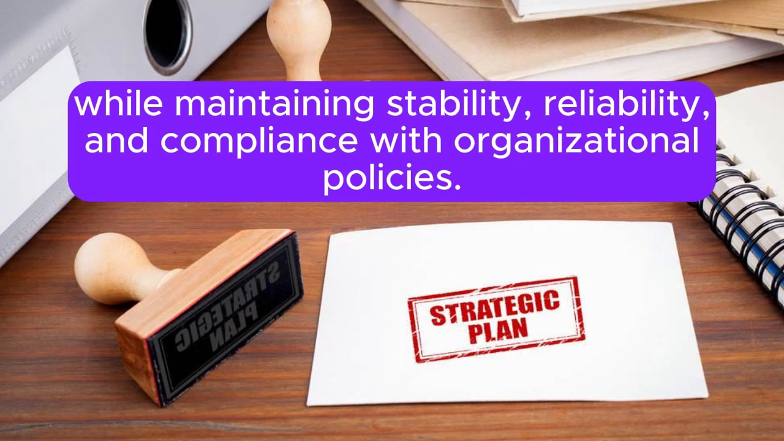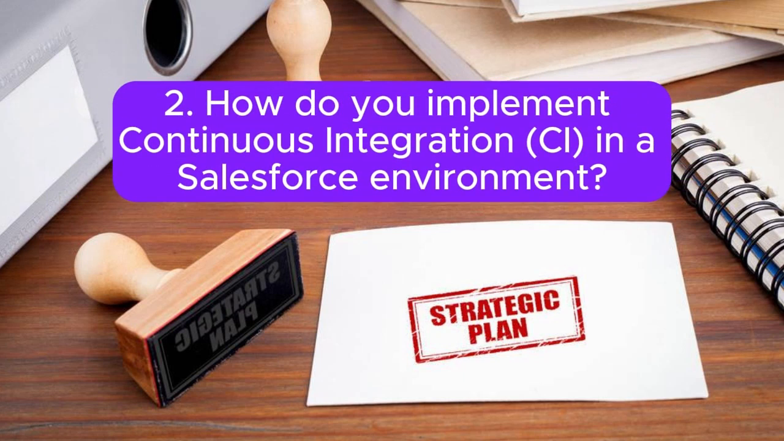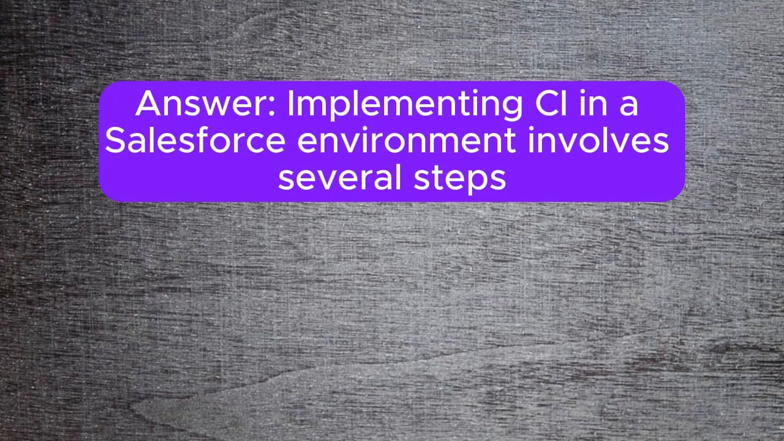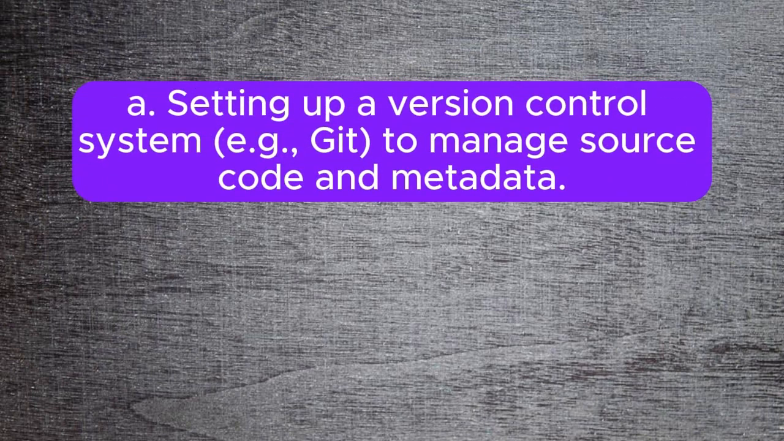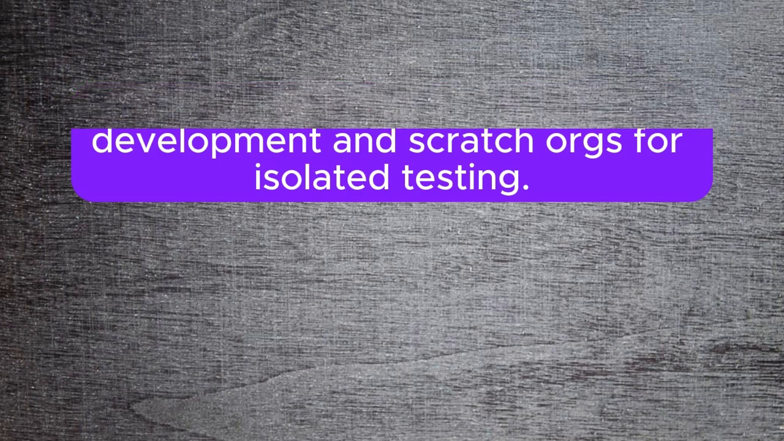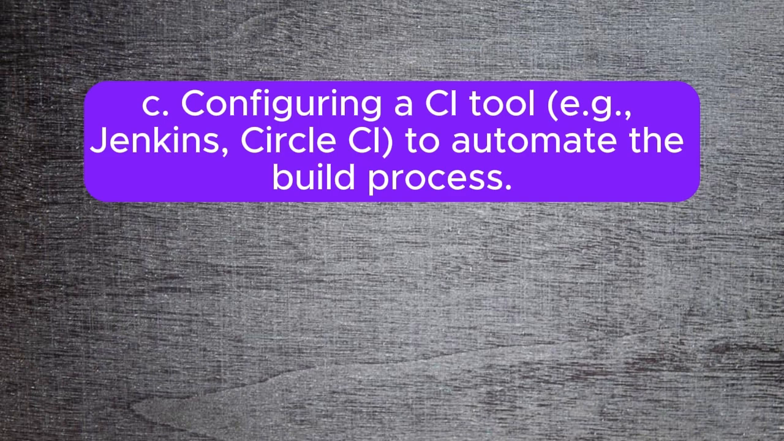with organizational policies. 2. How do you implement continuous integration (CI) in a Salesforce environment? Answer: implementing CI in a Salesforce environment involves several steps. A. Setting up a version control system, for example, Git, to manage source code and metadata. B. Using Salesforce DX for modular development and Scratch orgs for isolated testing. C. Configuring a CI tool, for example, Jenkins, CircleCI, to automate the build process.